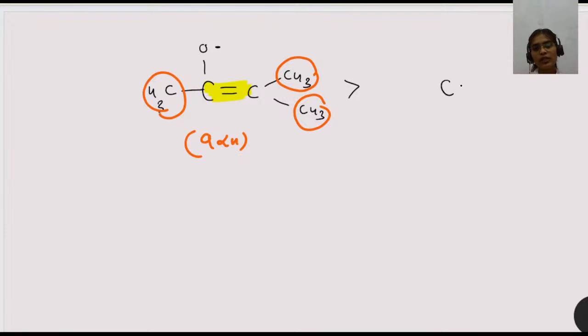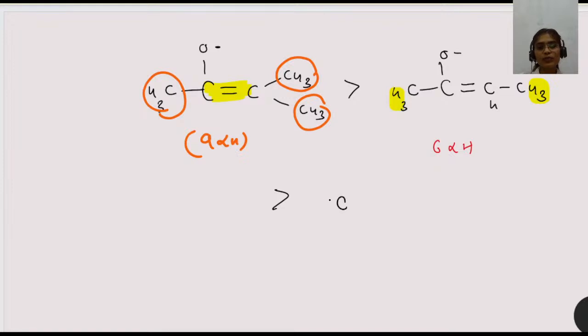Second type of enolate: if you have a carbon-carbon double bond connected with only one CH3 group, it's a CH and an O negative there. This is less stable, and again you can check the alpha hydrogens, like 3 there and 3 there, total 6 alpha hydrogens, and this is more stable than the one with CH3 and O negative double bond and a normal CH2 there. In this case there are 3 alpha hydrogens. So this is how you can decide the stability.